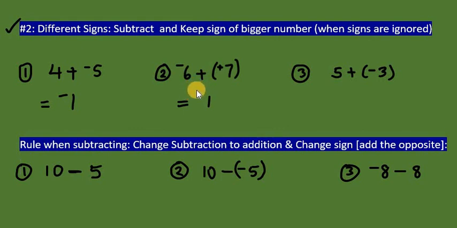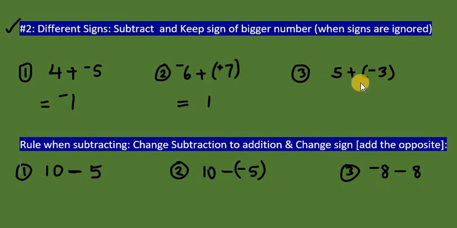In other words, another way to look at it is this. Go back to number 1. Which one do we have more of? Do we have more positives or more negatives? We have more negatives than we do positives. So our answer should be negative. In this case, number 2, we have more positives than we do negatives. So our answer should be positive.